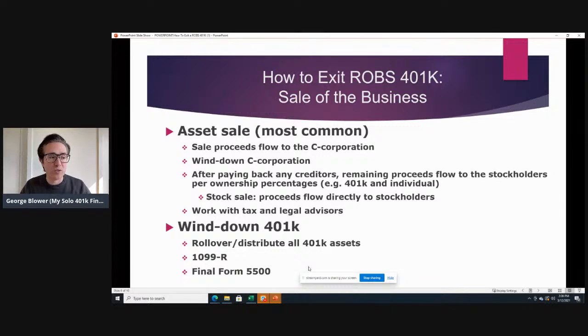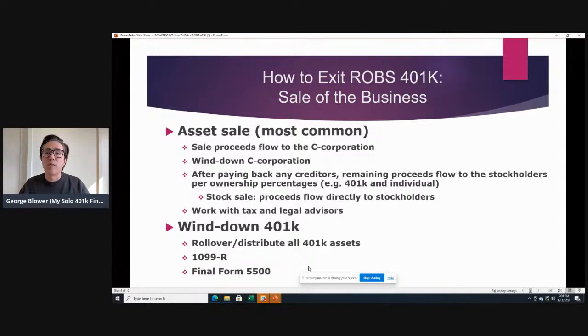So if it was a stock sale, the less common version, then the buyer would just be buying the stock directly from the stockholders. So then the money would just go directly to your 401k and you personally, if those are the two stockholders.